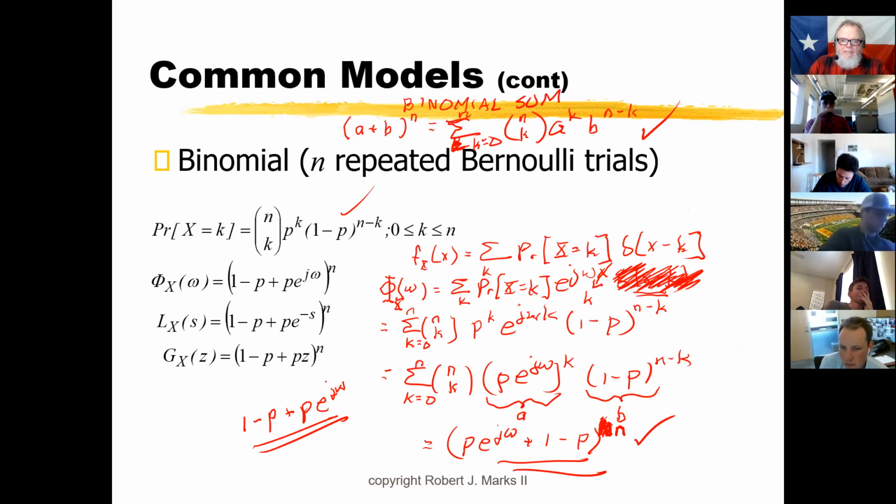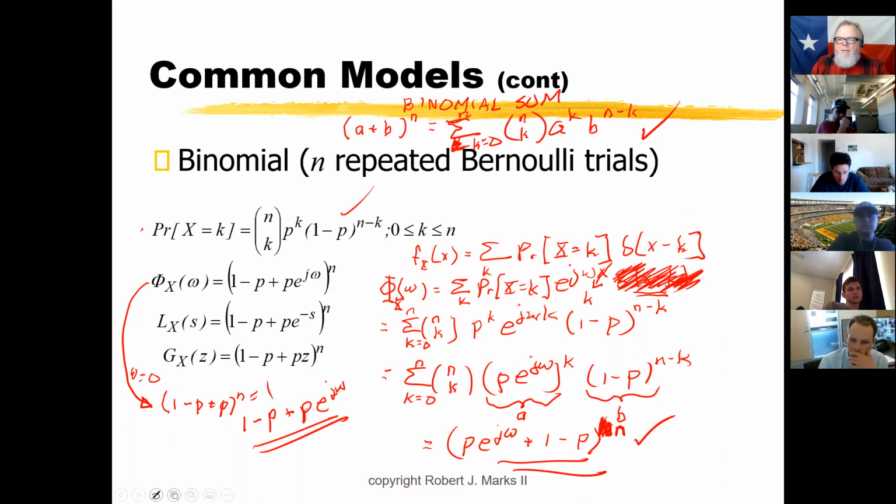Let's see, what about the binomial? Let's look at this at omega equal to 0. It's 1 minus p plus p, raised to the nth power, which is 1, right? So we can see all of these characteristic functions add up to 1. So the characteristic function is kind of a cool way to think about random variables.